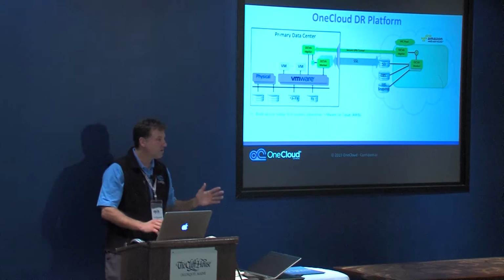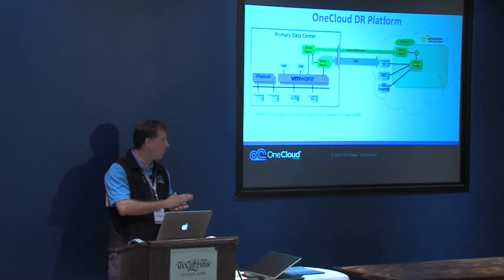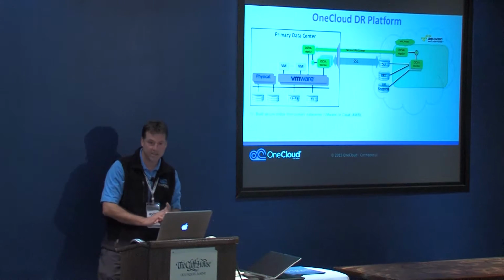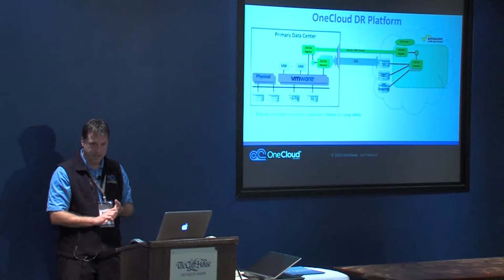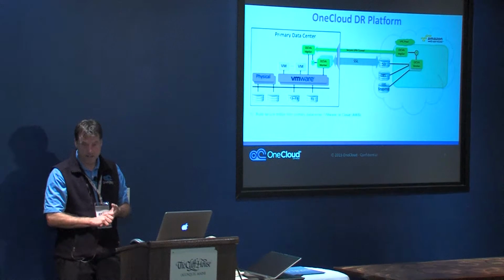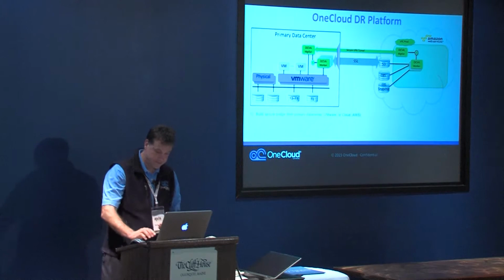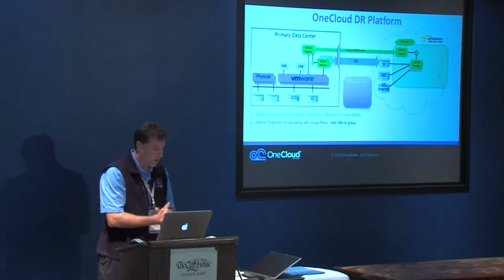To build this out, we deploy the OVA, we run through what is called our bootstrap process, and in under 30 minutes, you should be able to start protecting VMs within your environment. So at that point, what does that mean?